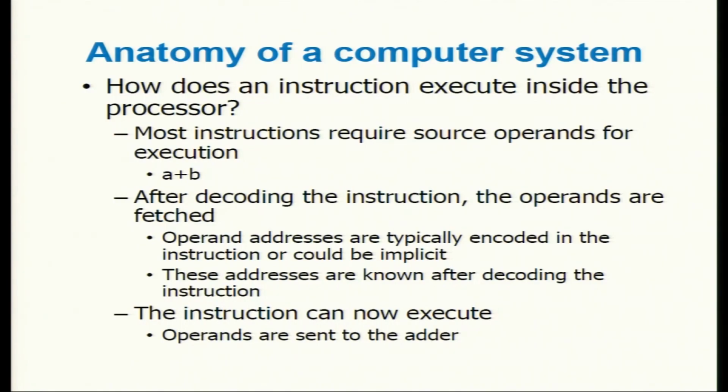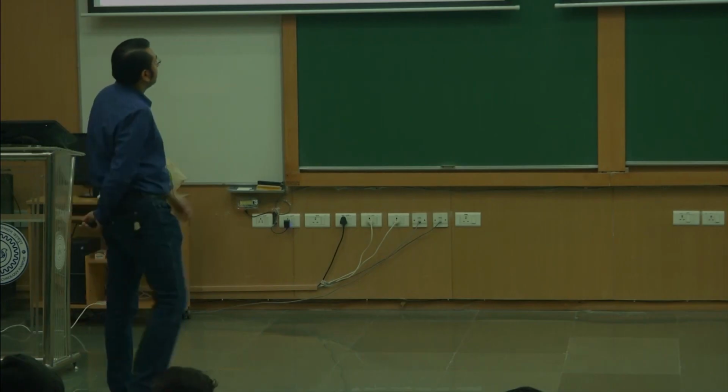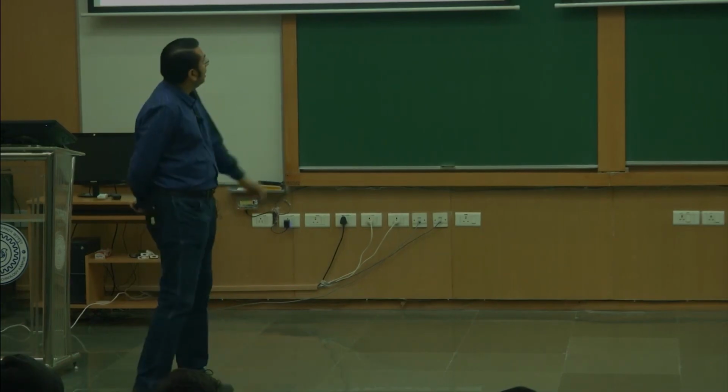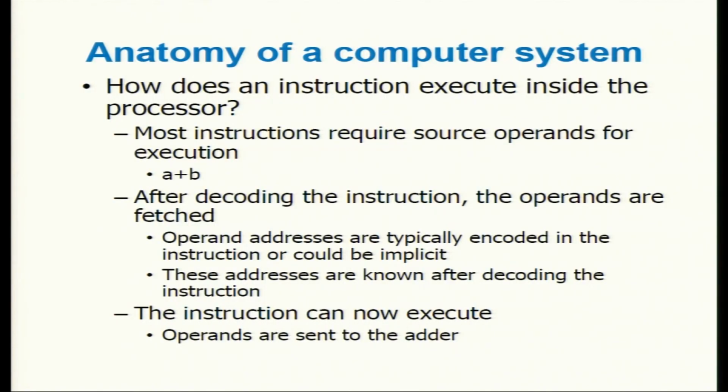Now, most instructions require source operands for execution. That is, what are the values that you want to operate on? Like, if you have A plus B as the operation, then A and B are the source operands. And after decoding the instruction, the operands get fetched, because you have to fetch A and B also from somewhere, right? Operand addresses are typically encoded in the instruction or could be implicit, depending on how the instructions are implemented. These addresses are known after decoding the instruction. So we'll look at some of the details about it, that what are these addresses. And the instruction can now execute once you have the values of A and B with you, and the operands will be sent to the adder, which will add them up.